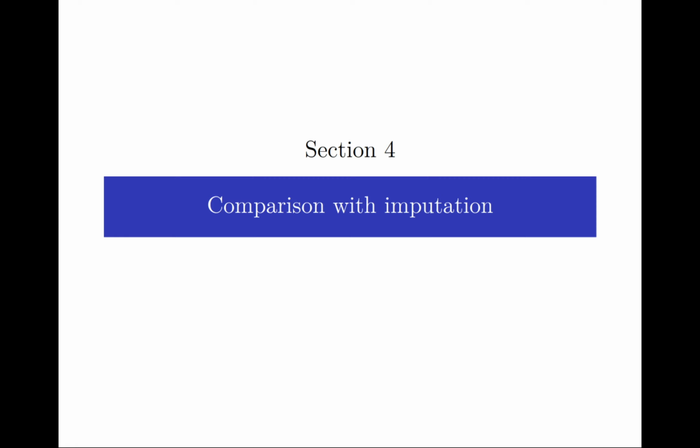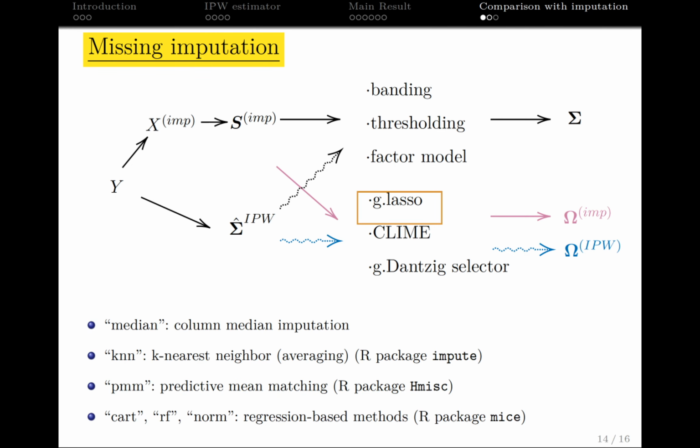So now I'm going to talk about how practical the IPW estimator is compared to other methods. Missing value imputation is a general way to handle missing data. Let's say we have an n by p incomplete data matrix Y. Then by using imputation methods, we replace the missing values with estimated values, and it creates the pseudo-complete data matrix X. Based on this, we can compute the sample covariance matrix, and then we plug this matrix into other estimation procedures, such as graphical lasso.